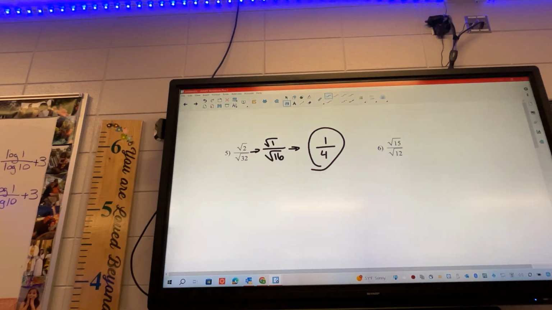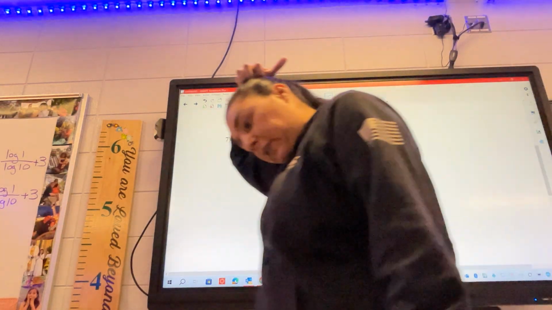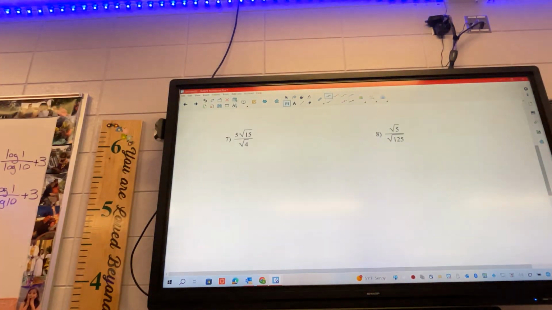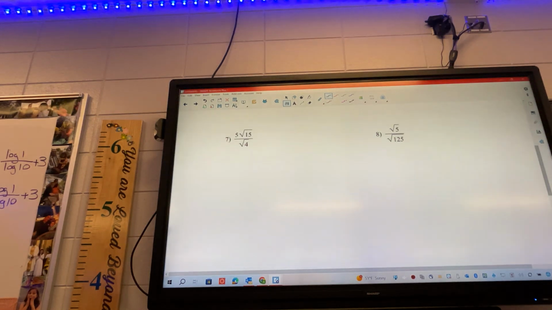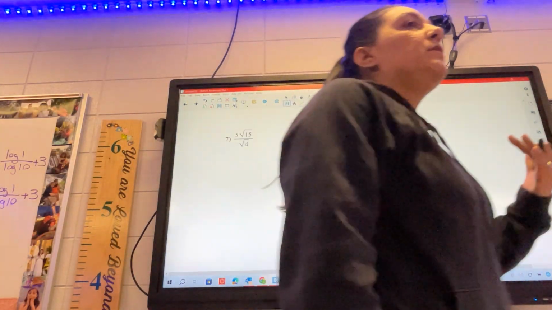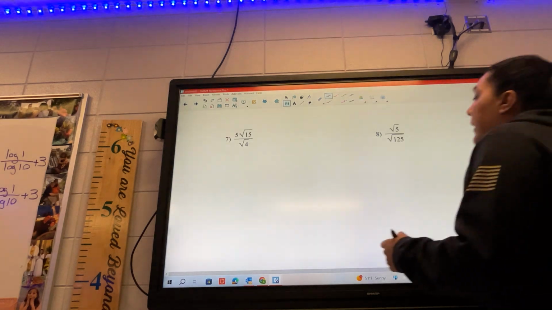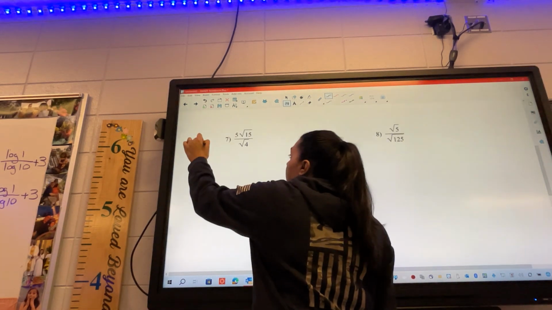Look at number 7. Why is 7 different? Because it has a 5 on the outside. So these you need to do in steps. You're always going to deal with the inside first. So 15 over 4. What does that simplify to? It stays 15 over 4. So at this point, we have to start dealing with the radicals. We're always going to do everything on the inside of the radicals first. So if we were to make a tree for 15, what is the tree going to look like?